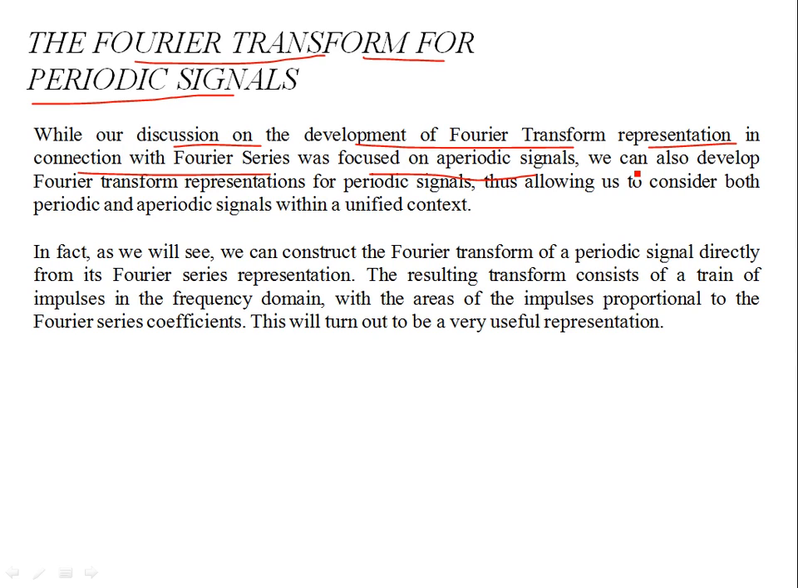aperiodic signals. The idea was that if you have a periodic signal, then we can express it in terms of Fourier coefficients and complex exponentials which are harmonically related. A linear combination of such harmonically related complex exponentials can represent a periodic signal. So what happens if this period becomes infinite? It becomes very large, so that the signal can be viewed as aperiodic.